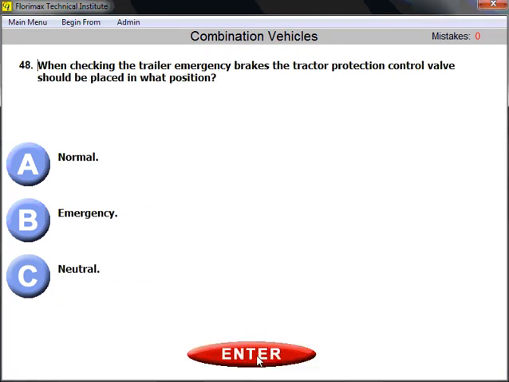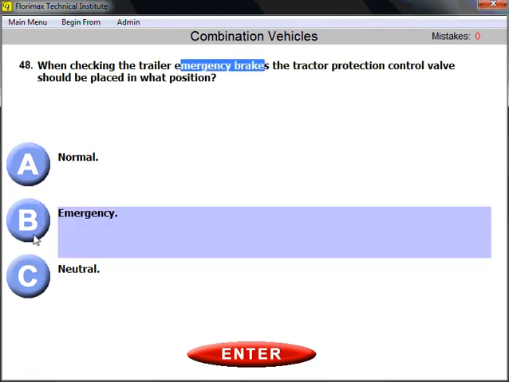More. Question number 48. When checking the trailer emergency brakes, the tractor protection control valve should be placed in what position? The clue here is emergency. You check the emergency brakes, so the protection control valve should be placed in emergency position. You should pull out the red knob, which means emergency position of this protection control valve.